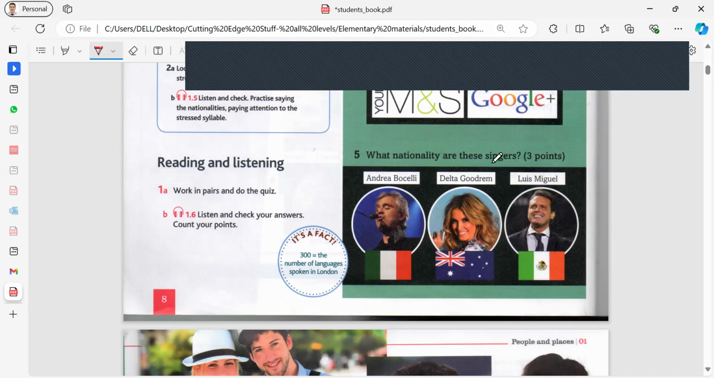What nationality are these singers? Here, Andrew, Woolley, Delta, Goodrem, and Lewis. Try to guess. The first one, check the flag. You know? Andrew, maybe Italian? Yes. Or French, maybe. The second one, Delta? Australian. And the last one? Mexico. Maybe Mexico or Polish.